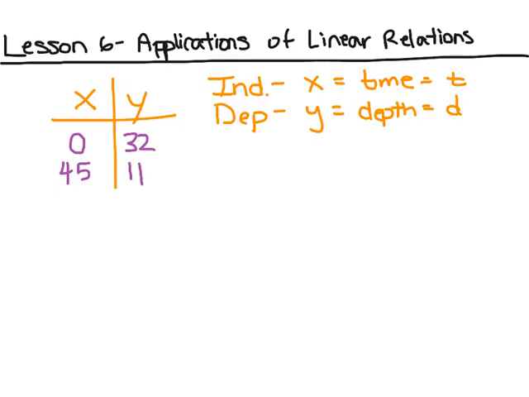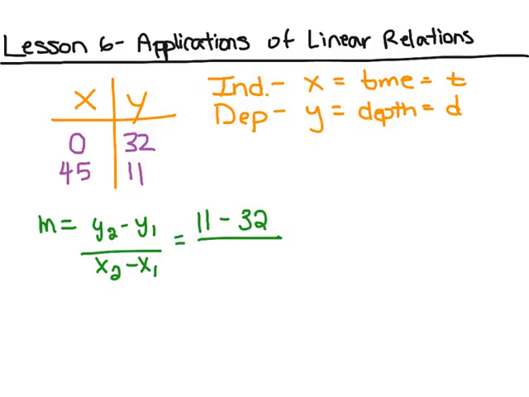Now we want to figure out when the pool will empty exactly and if it will be empty by 4 o'clock p.m. We want it to be empty at that time so that people can stay in the pool as long as possible. So we want to find our slope first. So we have y2 minus y1 over x2 minus x1. My y2 is 11 and my y1 is 32, over 45 minus 0, which is negative 21 over 45.